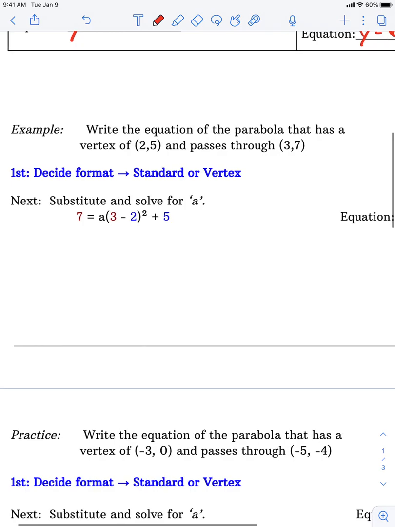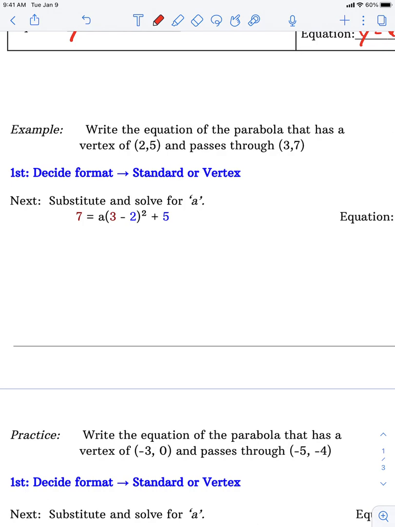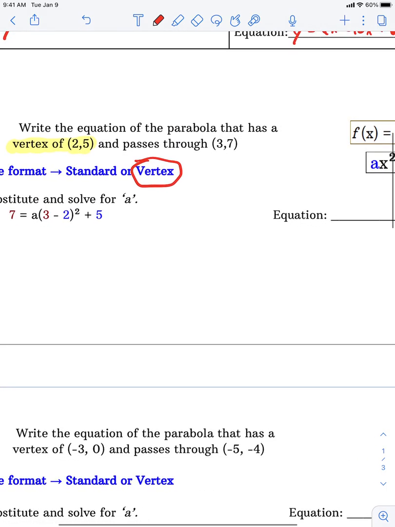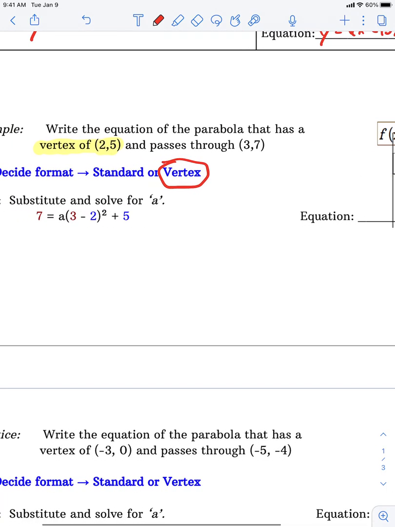All right, so then let's look down here. Now it says write the equation of the parabola that has a vertex of 2, 5 and passes through the point 3, 7. Here's your key right here. You got a vertex. If you have the vertex, write it in vertex form. And again, I like this because vertex form is pretty simple to plug things into. That vertex is 2, 5.